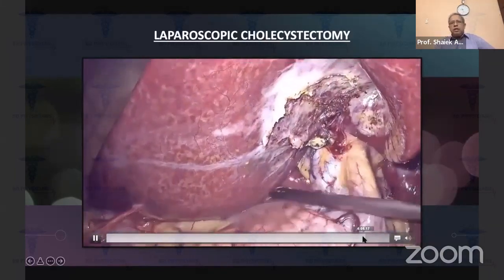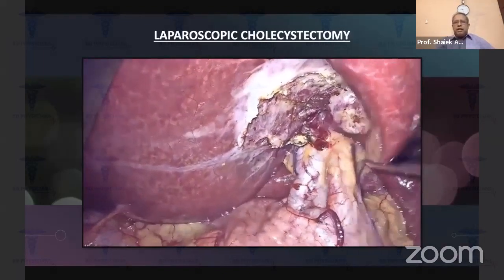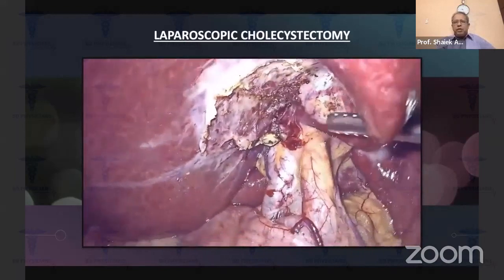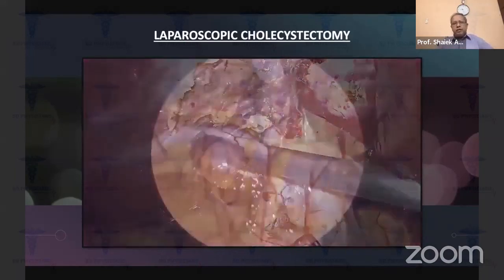So clean. The common duct is shown there. There is an anomaly where the artery is in front. Usually the artery is connected or in contact.